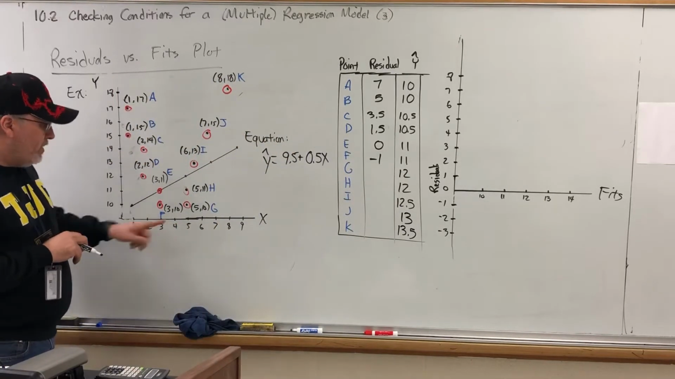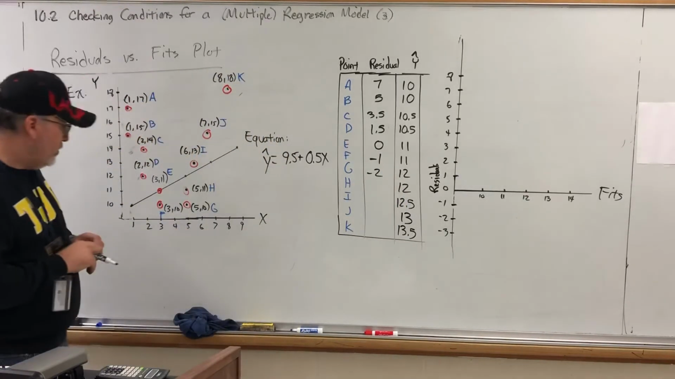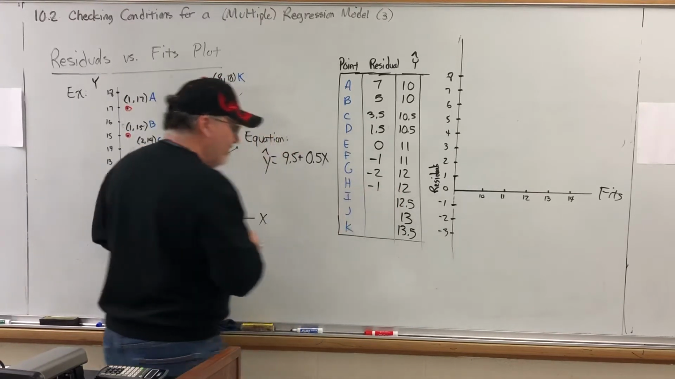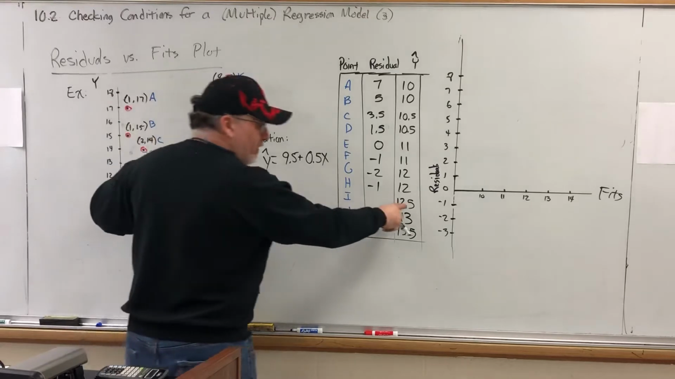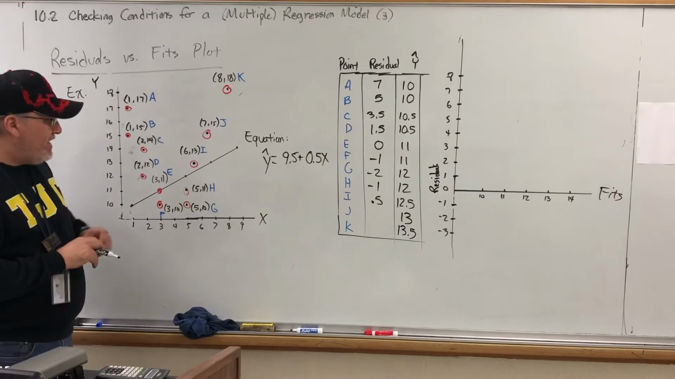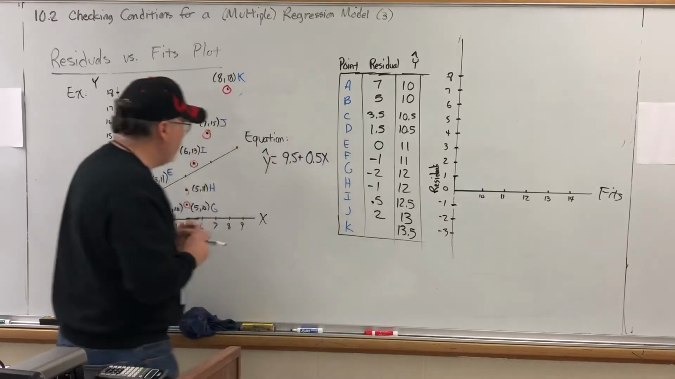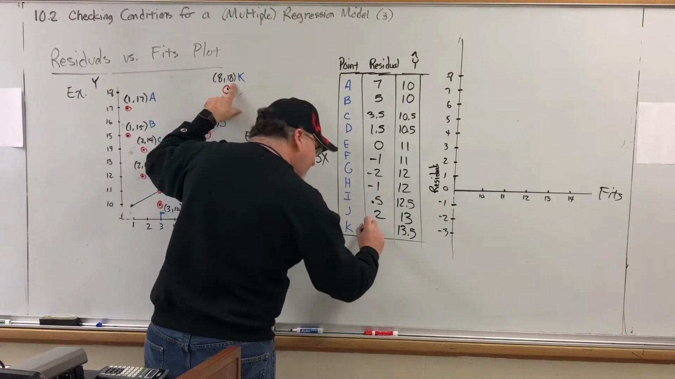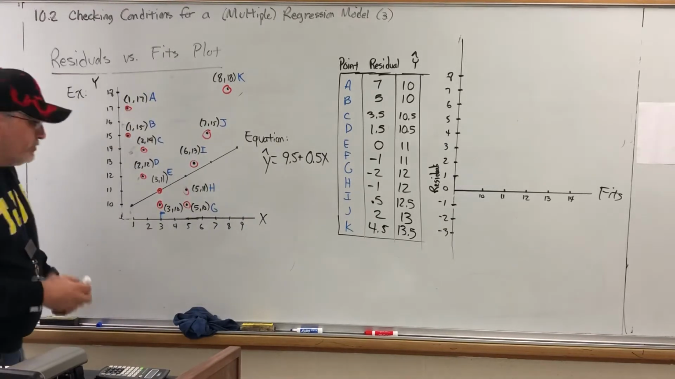For point G, we observed 10, but we predicted 12. 10 minus 12 is negative 2. For point H, we observed 11, but predicted 12. 11 minus 12 is negative 1. For point I, we observed 13, but we predicted 12.5. 13 minus 12.5 is 0.5. For point J, we observed 15, but we predicted 13. 15 minus 13 is 2. And for point K, we observed 18, but predicted 13.5. 18 minus 13.5 is 4.5. So those are all the residuals.